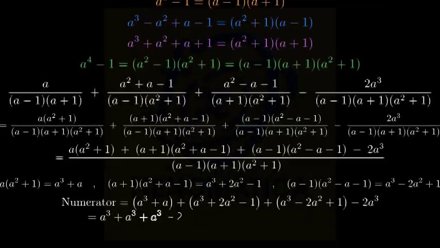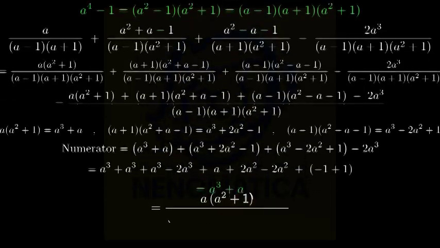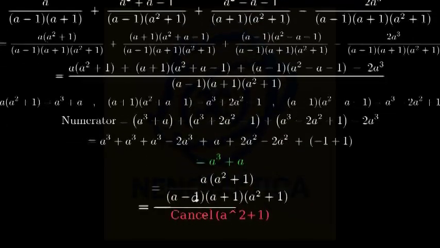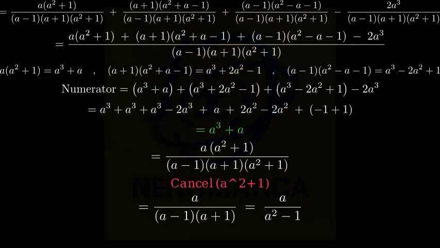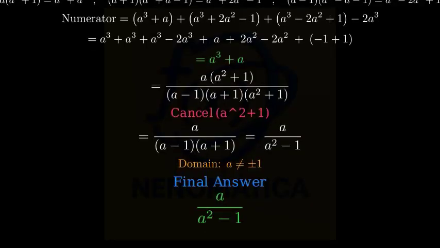Combine like terms. Observe the perfect cancellation of the a squared terms and the constants and part of the a cubed terms. Now factor the numerator a cubed plus a as a times (a squared plus 1). Then cancel the common factor a squared plus 1 with the denominator. Finally, remember the domain restrictions. For real numbers, a cannot be plus or minus 1 because that would make a squared minus 1 equal to 0. Therefore, the simplified result is over a squared minus 1 for a not equal to plus or minus 1. The final simplified expression is over a squared minus 1.